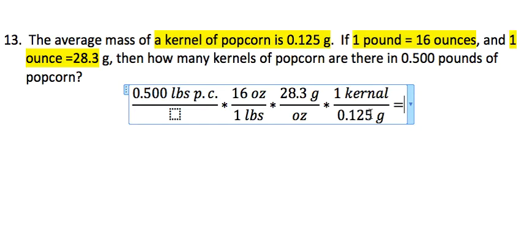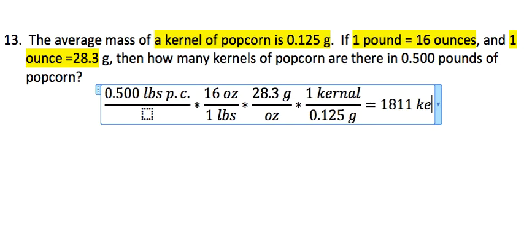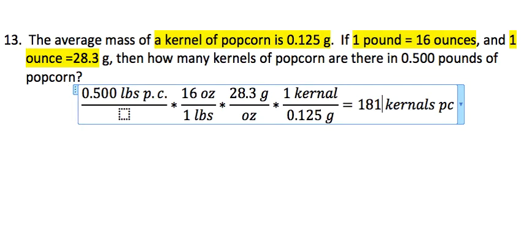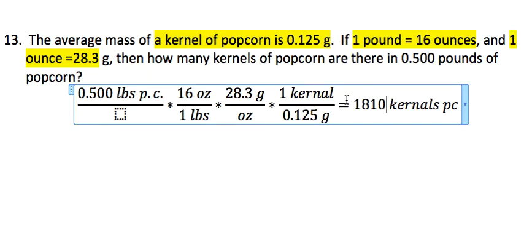And my calculator tells me 1,811 kernels of popcorn. Now, here's where we go back and look at our significant digits. Again, if I assume all of this is exact, like 1 pound exactly is 16 ounces exactly, then I would go back to my starting point here, and I see 3 significant digits, which means I have to cut this off between the 1 and the 1. Well, that 1 is going to disappear and become a 0. And now I have 3 significant digits, just like my starting point.